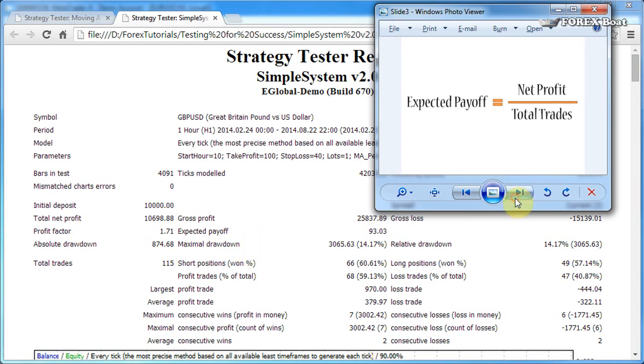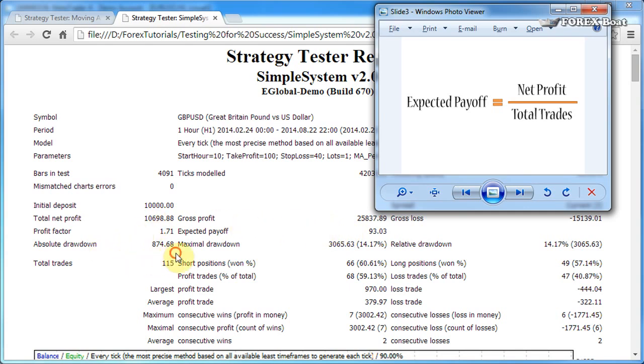Expected payoff. The formula for expected payoff is net profit divided by total number of trades. And this is pretty straightforward, as the expected payoff just tells you what is the average net profit per trade. So in our case, it's $10,000 divided by 115 trades gives you approximately $93 of net profit per trade.